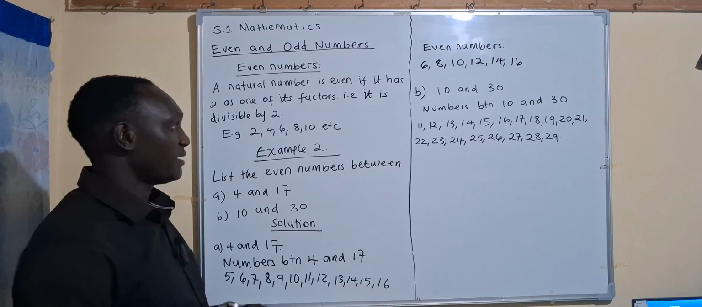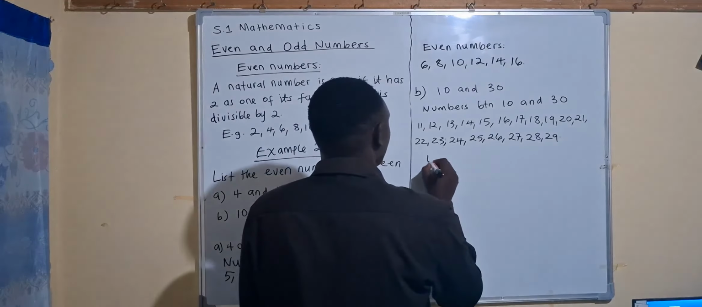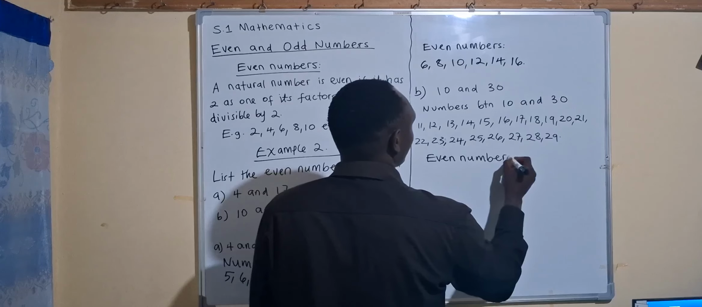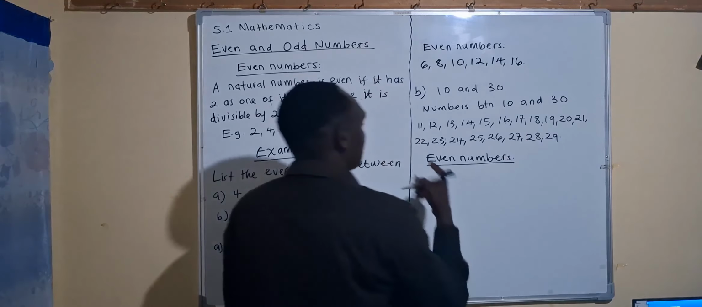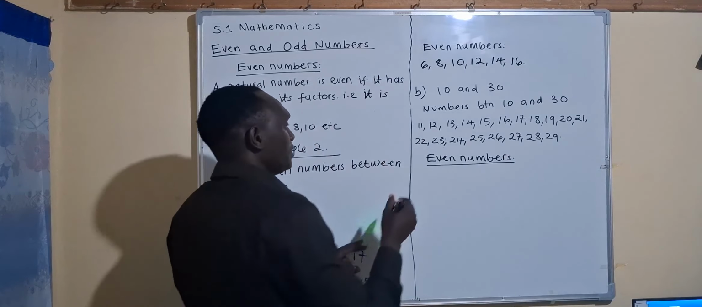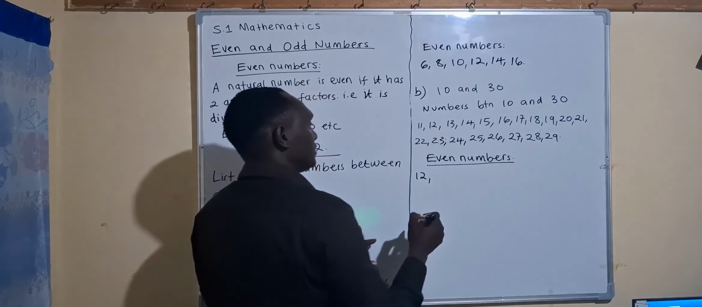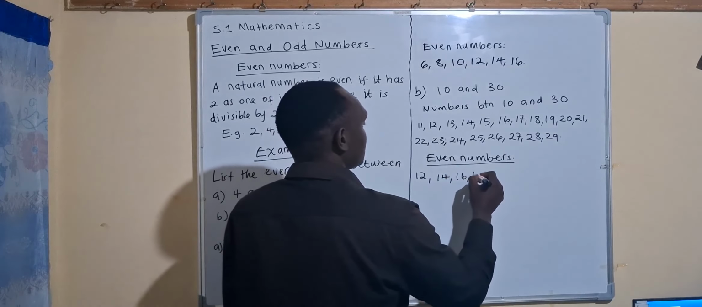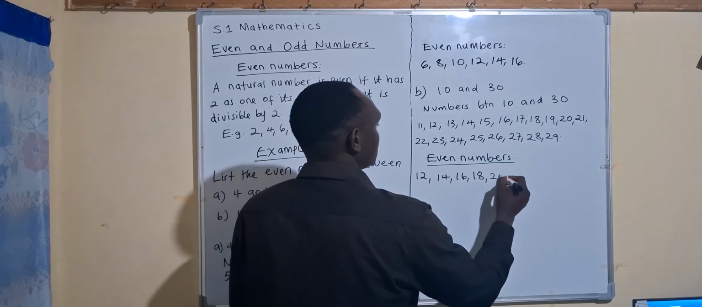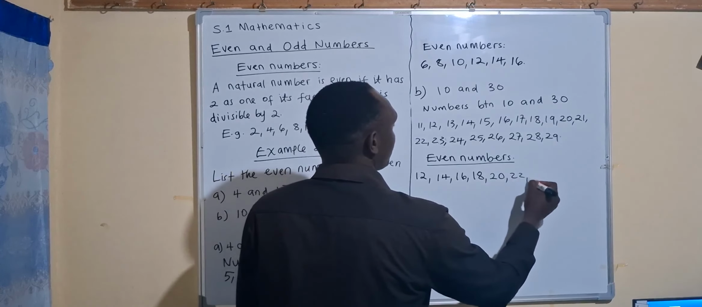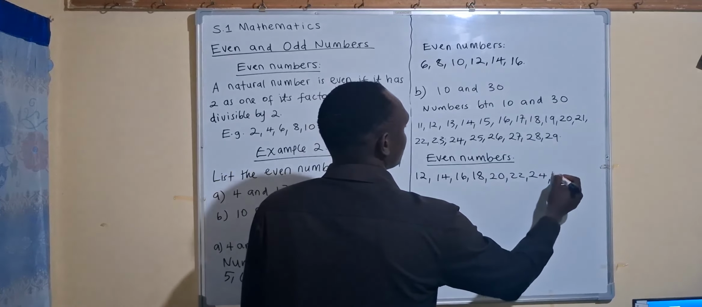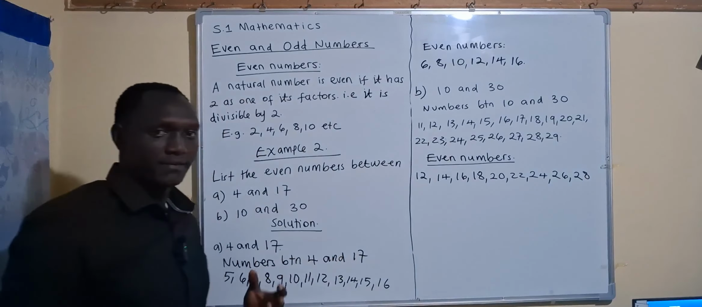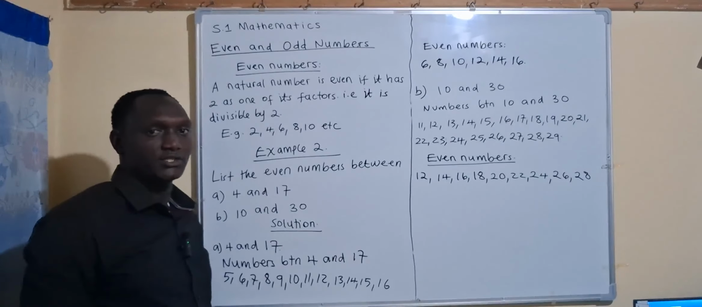Now let's look for even numbers among these numbers. That is, we are looking for numbers that if we divide by 2, there is no remainder. And 11 is an odd number. So 12 is even, 13 is odd, 14 is even, 15 is not, 16, 18 is even, 20, 22, 24, 26, and 28. So you simply look for numbers that if you divide by 2, there is no remainder.